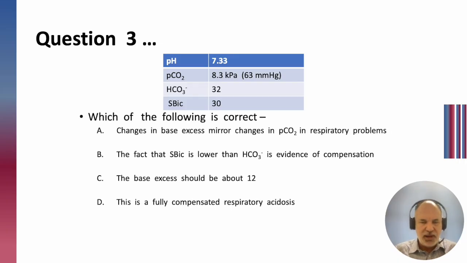A, the changes in base excess mirror changes in PCO2 in respiratory problems. In other words, they move in the same direction. B, the fact that the standard bicarb is lower than the bicarb is evidence of compensation. C, the base excess should be about 12. And D, this is a fully compensated respiratory acidosis.